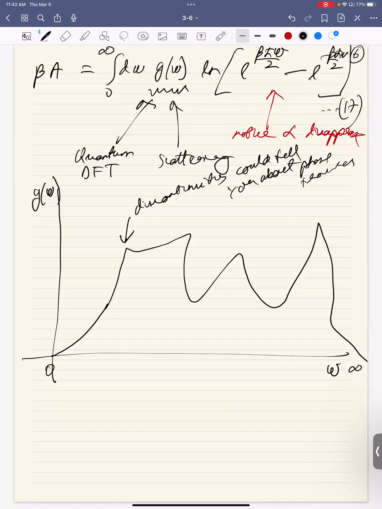So next time, we will see two models. The first model is the Einstein model. Einstein says that G of omega is equal to delta of omega minus omega Einstein. It's 0 everywhere except one frequency. All atoms have the same frequency. And we will see that this gives a heat capacity.